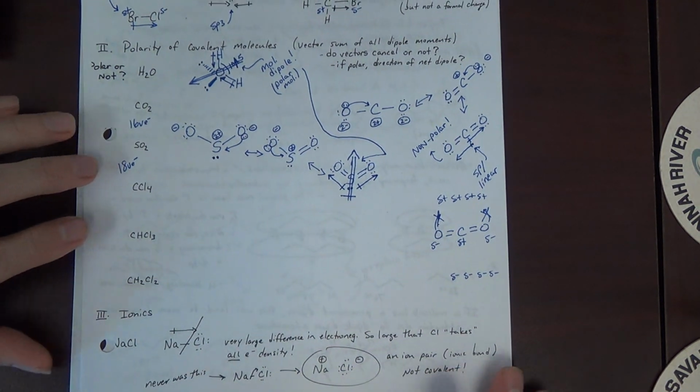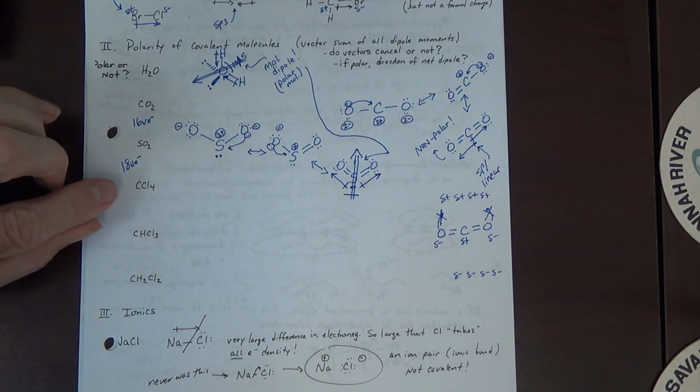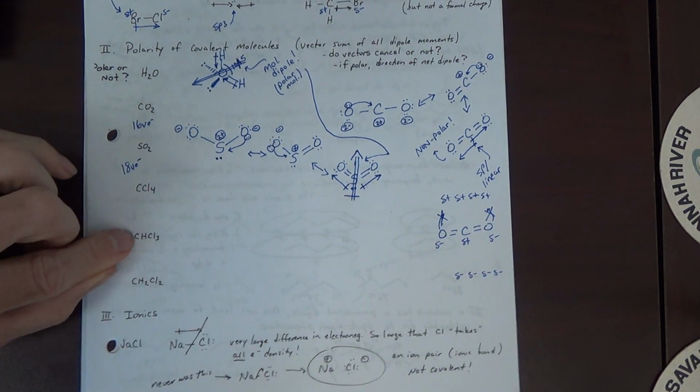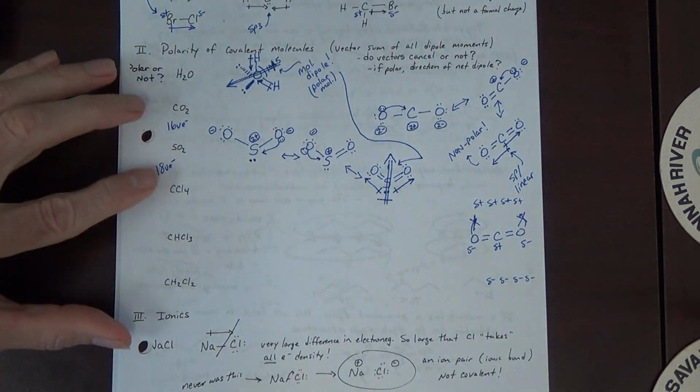Okay, next here is some of the one carbon with either 4, 3, or 2 chlorines, halogens.